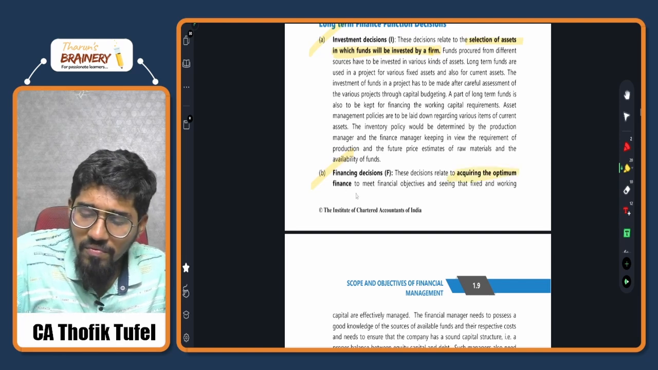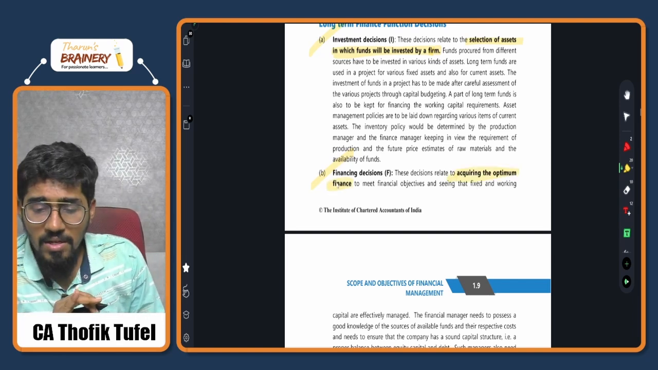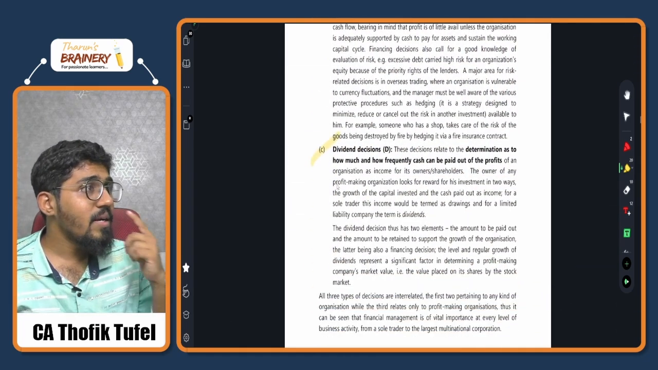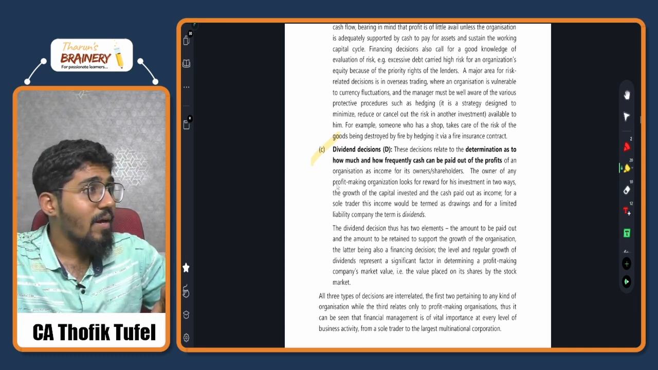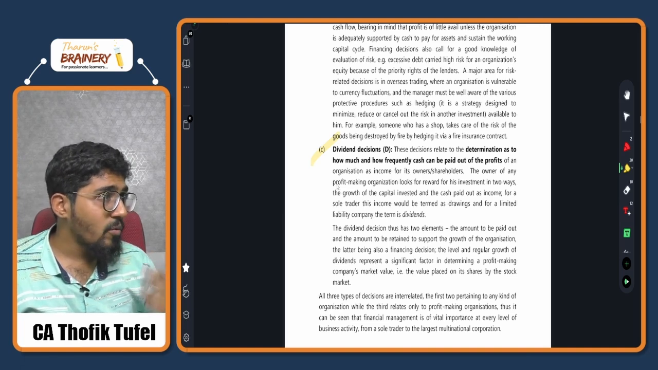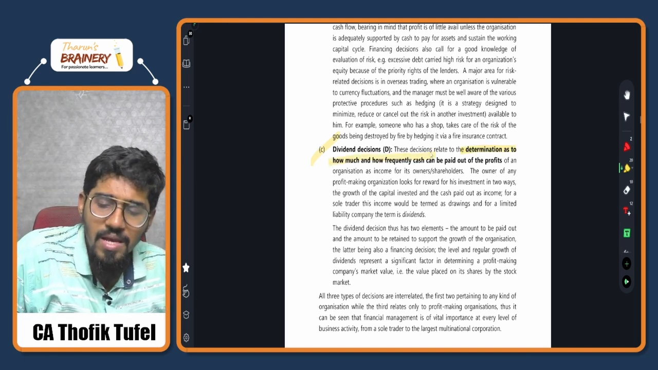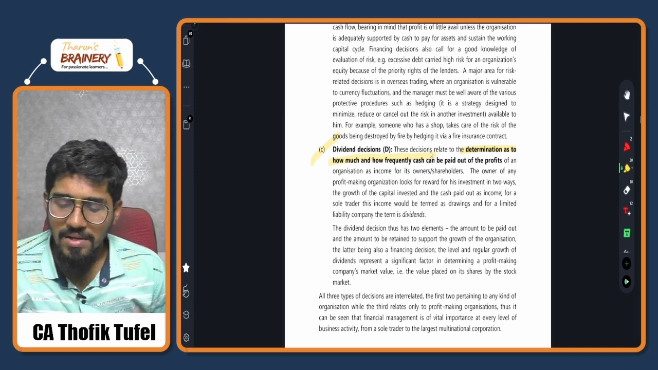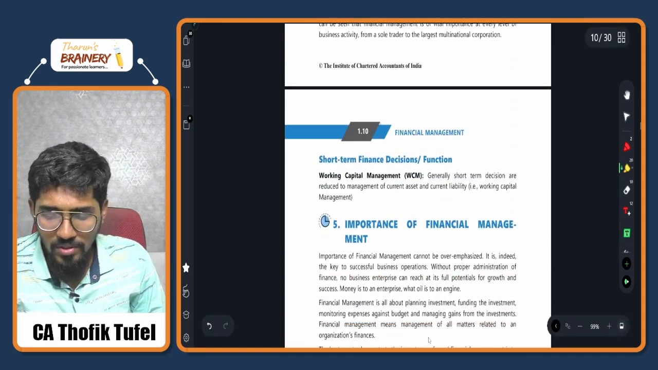Acquiring the optimum finance, that is, how much finance we have to acquire, so that is the financing decision. And the third one is the dividend decision. It requires deciding how much and how frequently I have to pay dividend, or pay cash out of my profit. So this is the dividend decision, which means how much to pay and how frequently to pay. These are the three types of decisions that we have to take.